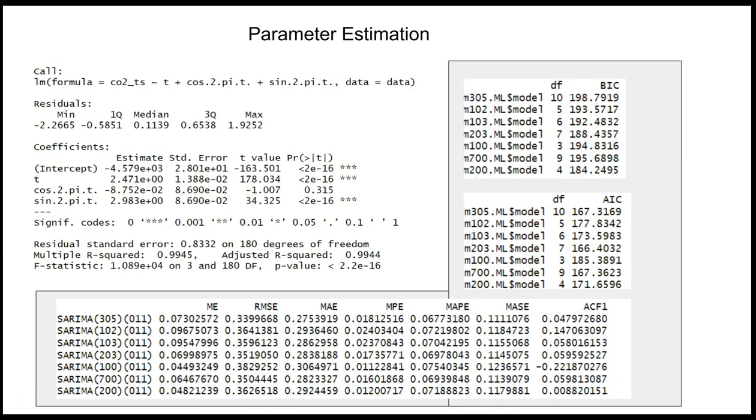We have also captured goodness of fit metrics like AIC, BIC, and 7 types of error estimates to check the best model in terms of efficiency.